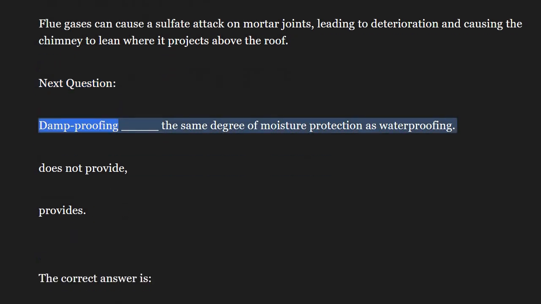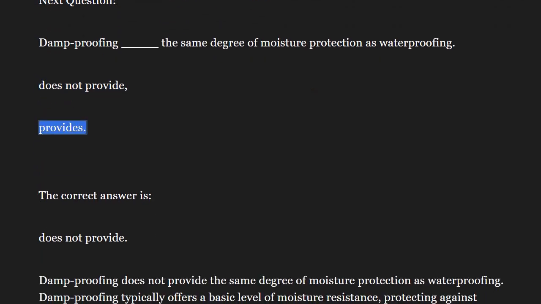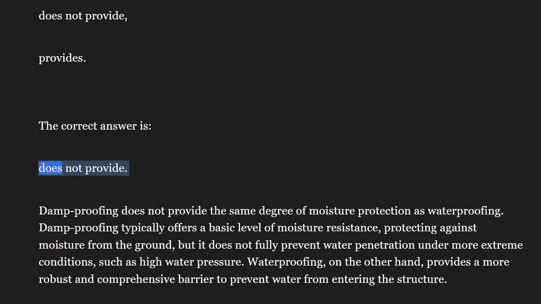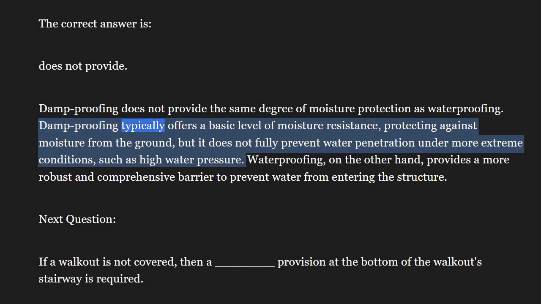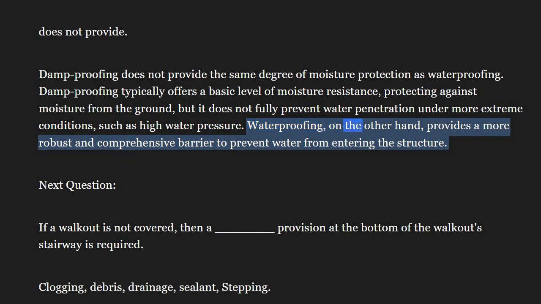Next question. Damp proofing ___ the same degree of moisture protection as waterproofing. Does not provide, provides. The correct answer is does not provide. Damp proofing does not provide the same degree of moisture protection as waterproofing. Damp proofing typically offers a basic level of moisture resistance, protecting against moisture from the ground, but it does not fully prevent water penetration under more extreme conditions, such as high water pressure. Waterproofing, on the other hand, provides a more robust and comprehensive barrier to prevent water from entering the structure.